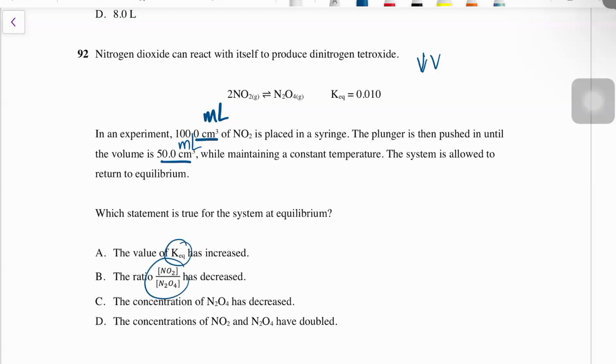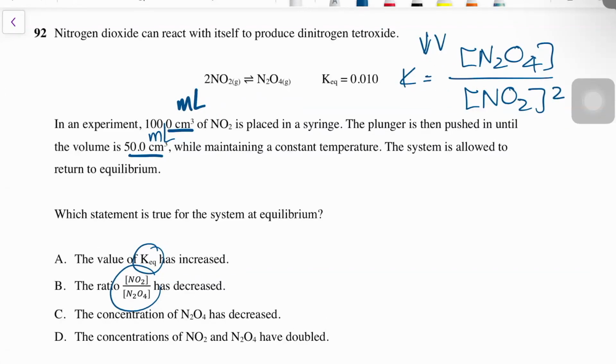These two are not the same thing, because if you write out your K expression for this question, you get N2O4 over NO2 squared. So you'll notice that the ratio and the equilibrium expression are not the same thing, which is why A and B are two different options. And then C: the concentration of N2O4 has decreased. D: the concentrations of NO2 and N2O4 have doubled. They're asking you about the value of K, and about concentration and which one's going to go up and which one's going to go down. So that's a position of equilibrium shifting kind of question.